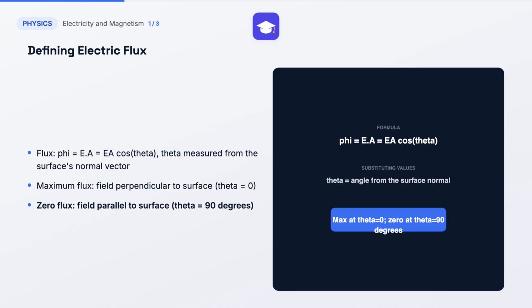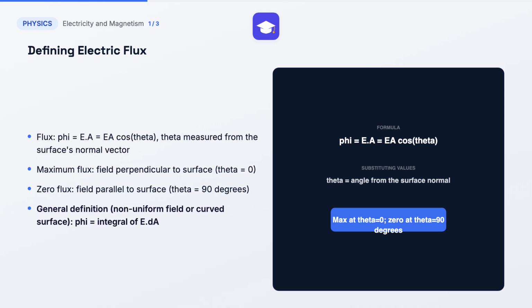Flux is maximum when the field is exactly perpendicular to the surface, theta equals 0, and 0 when the field runs exactly parallel to the surface, theta equals 90 degrees, since in that case, no field lines pierce through the surface at all, they just graze along it instead.